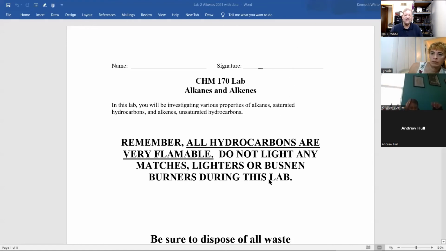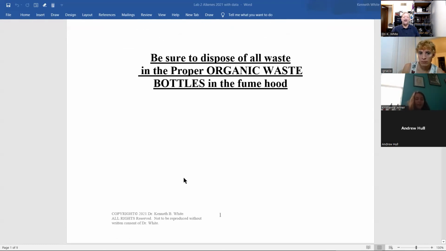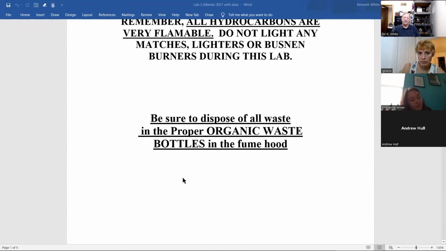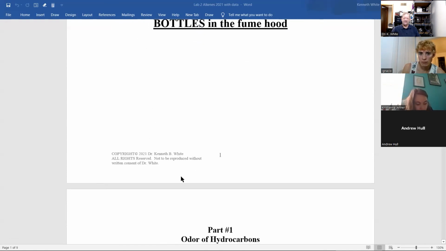All right, everybody see alkanes and alkenes on your screen. If we were face to face, I'd be reminding you hydrocarbons like these are flammable in a lab, an organic lab. We never use matches, lighters, or Bunsen burners. Never. Otherwise you'll have a fire, and we don't need that. And I would also tell you how to dispose of the waste.